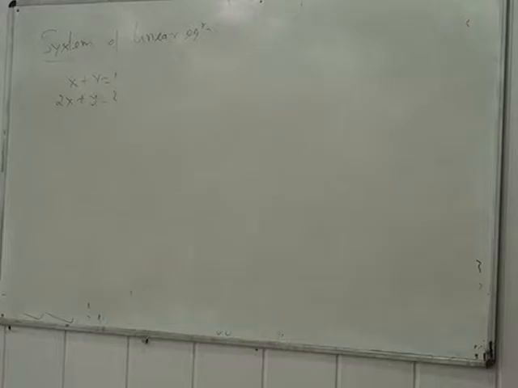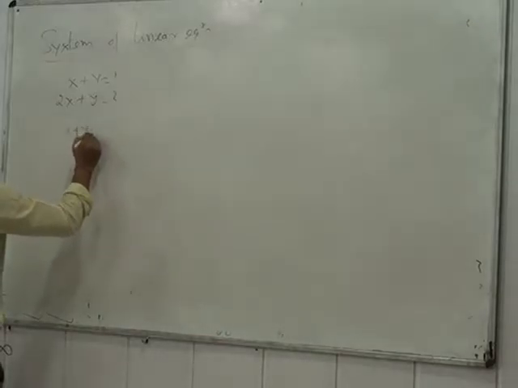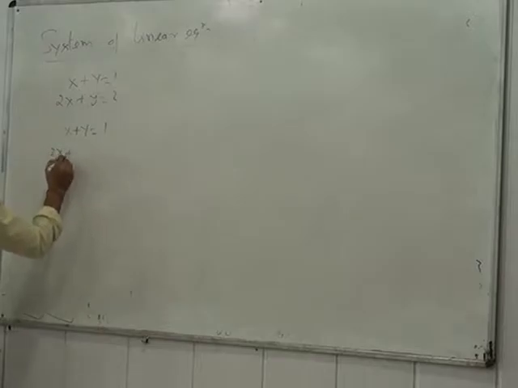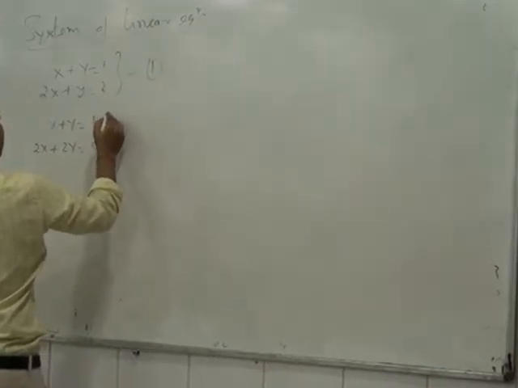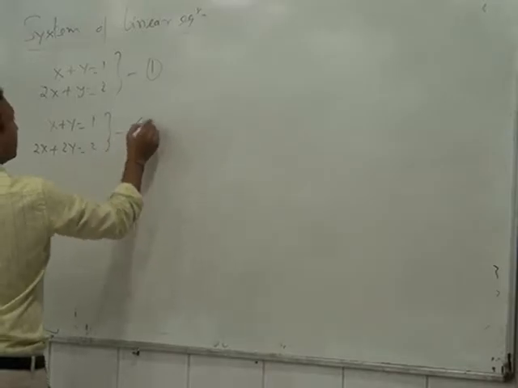But before finding the solution, I must know whether this problem has a solution and if there is a solution, whether it is unique or not. For example, this problem has a unique solution, correct? But if you look at this, let's say x plus y is equal to 1 and 2x plus 2y is equal to 2, correct? So this is one system, this is 2.